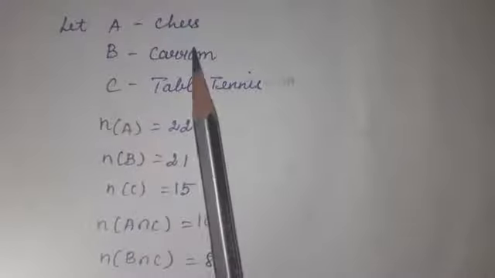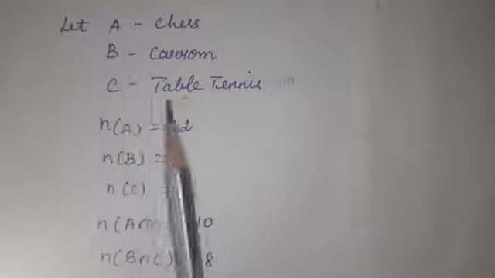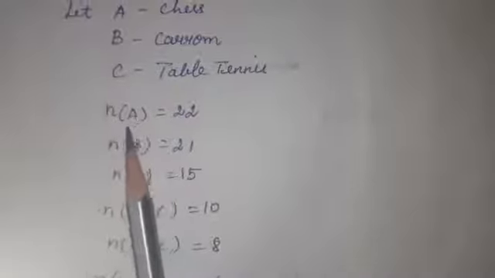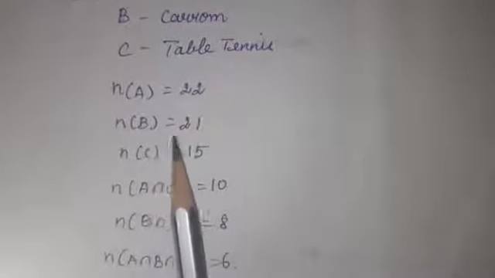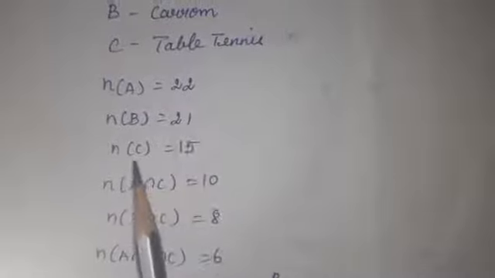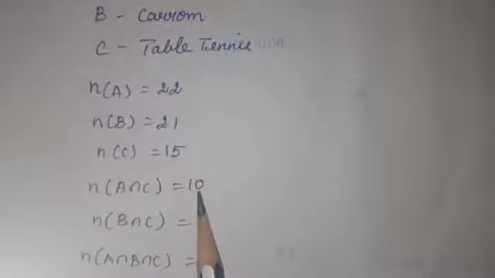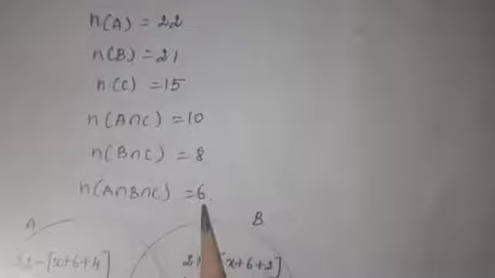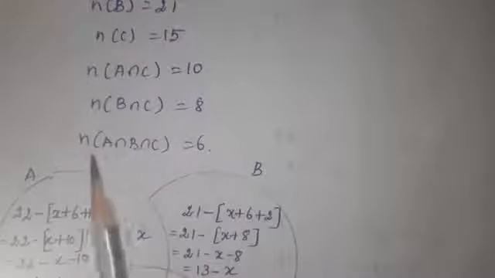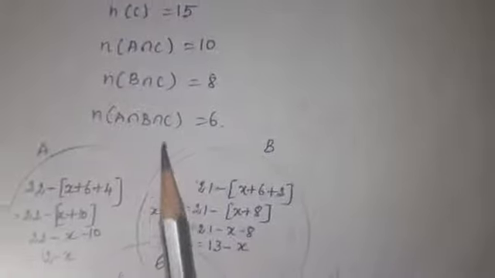Solution. Capital A, I consider chess; capital B, carom; capital C is table tennis. So they gave us n of A, chess, is 22, so I write n of A is equal to 22. Carom they gave in the question is 21, so n of B is equal to 21. Table tennis they gave us 15, n of C is equal to 15. Then for both, they gave us n of A intersection C is equal to 10, that is chess and table tennis, 10. Next, n of B intersection C is equal to 8. N of A intersection B intersection C is equal to 6, all the 3, that is 6.